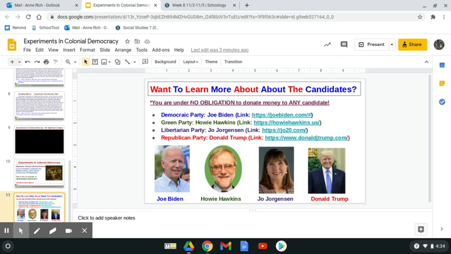You are absolutely under no obligation to click these links or donate money to any of these candidates, but we did want to provide you with websites to each of the candidates' personal pages so that if you choose to, you can learn more about any of the candidates that you like.